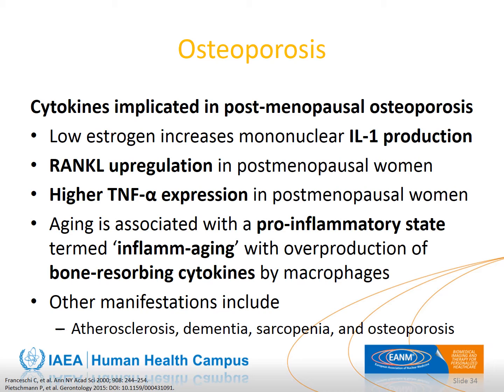Low estrogen increases mononuclear interleukin-1 production, and RANKL is also upregulated in postmenopausal women. Also, a higher TNF-alpha expression occurs after menopause. In addition, aging is associated with a pro-inflammatory state termed inflammaging that results in the overproduction of bone-resorbing cytokines by macrophages. This inflammation is also witnessed in other degenerative processes seen in aging, such as atherosclerosis, dementia, and sarcopenia.